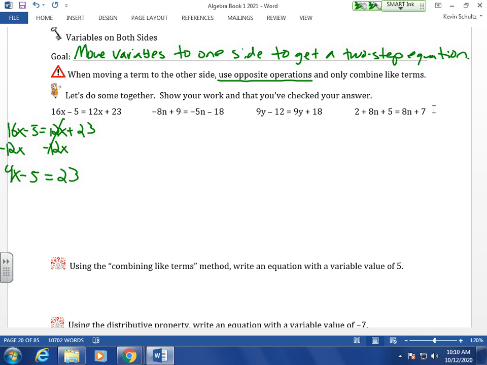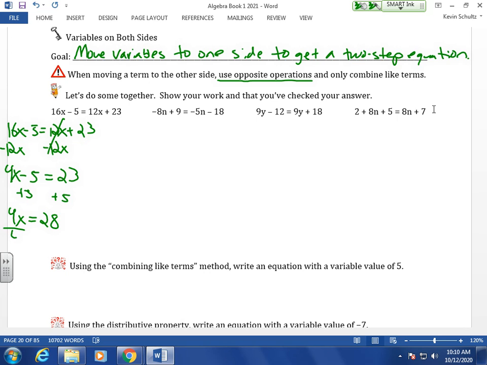The reason why we're not dividing by 12 here, because in PO9, whenever we dealt with the variable term, we always divided. The reason why we don't divide by 12 here is because we're moving the x over to the other side with it. In PO9, like here, we're adding 5 now. We've got a two-step equation. Add 5 to both sides. We get 4x equals 28.